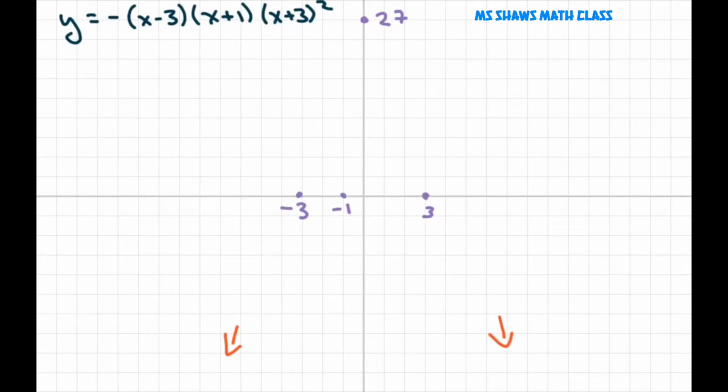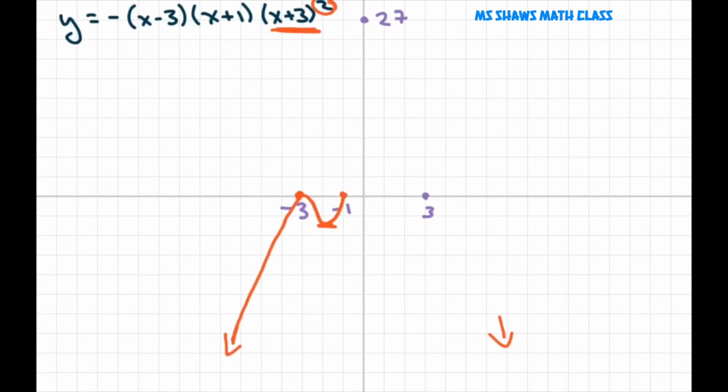So we're going to go up to our negative 3. Now, our negative 3 came from this portion. That's an even multiplicity. So that means I can't cross here. I have to make a U-turn and come back. I'm going to come back up to here. Again, we're not going to worry about how far to go down on this. That's not what this video is about. It's just a general shape.